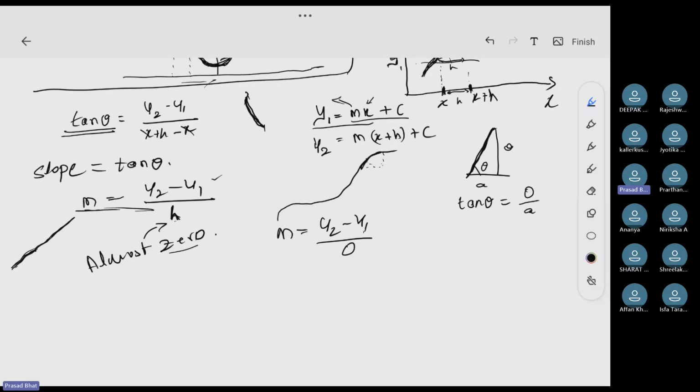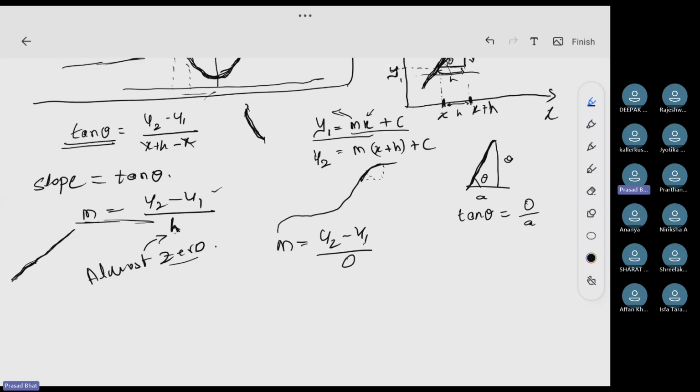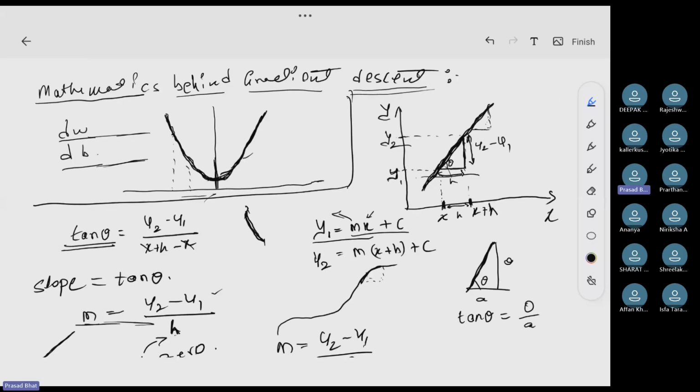Because for us, the slope tells us which point we are at in this graph. Are we on this side or this side? Correct. If I draw a tangent at this point, the slope is negative because we are coming down. And if we draw a tangent at this point, the slope is positive because it is rising. Make sense? And that is what we are concerned about here.